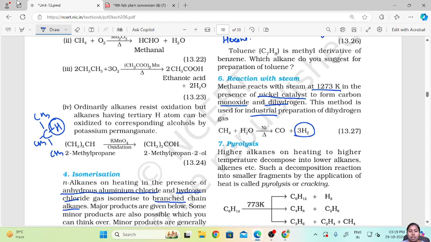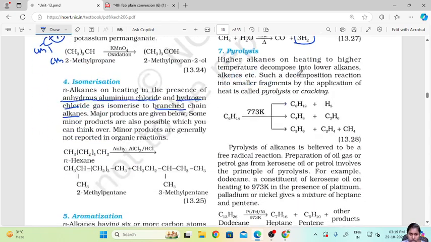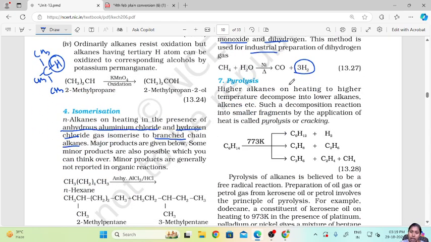Okay, the next process is pyrolysis. Now, higher alkanes on heating to higher temperature decompose into lower alkanes or alkenes, etc. So when you have higher alkanes and you heat them to a high temperature, they decompose into lower alkanes or alkenes.